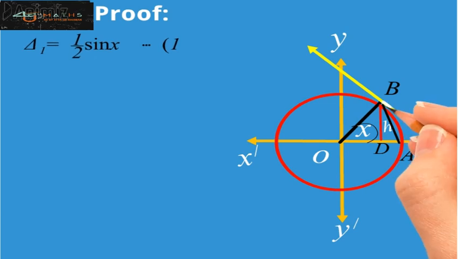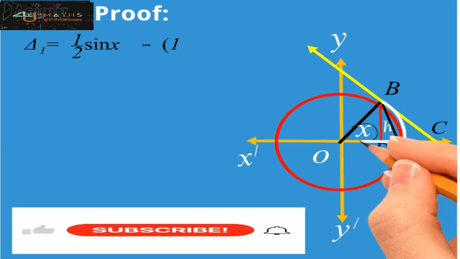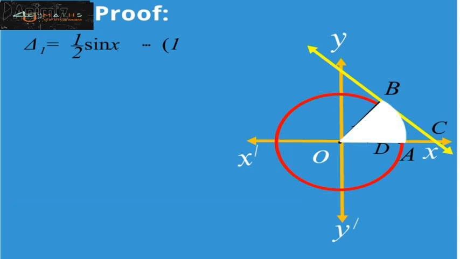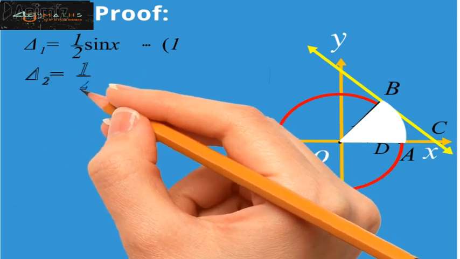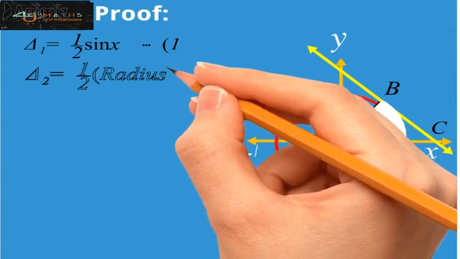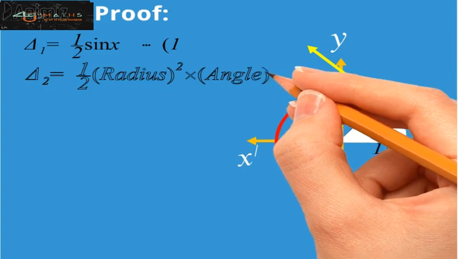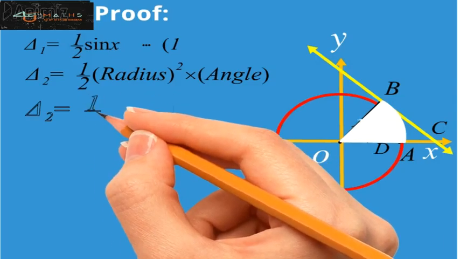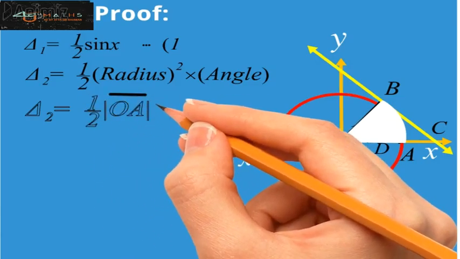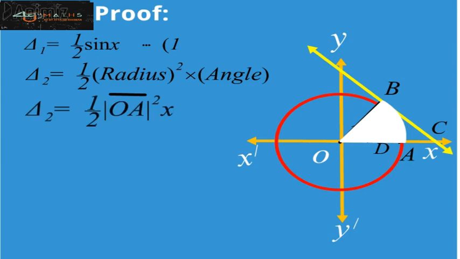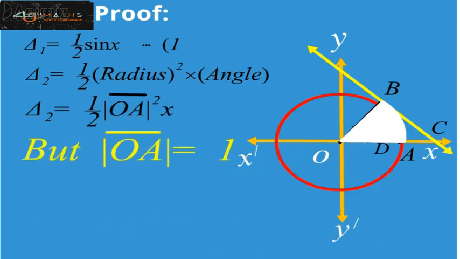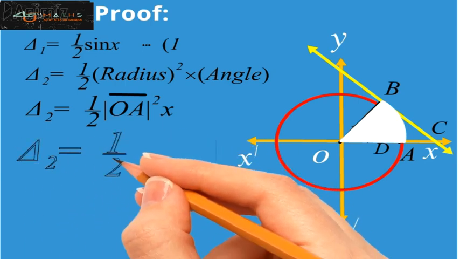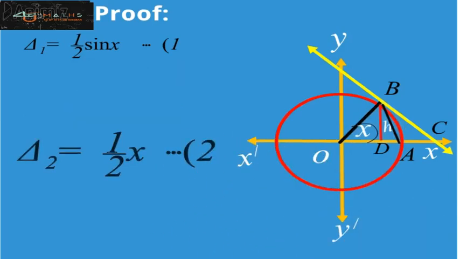Now secondly, we want to find the area of the sector AOB. So the area of this sector is delta 2 is equal to half into square of the radius of the circle into the angle formed in the sector. That is 1 over 2 into OA square into x. But OA is equal to 1, so the area of the sector is delta 2 is equal to half into x. Mark this as our second relation.